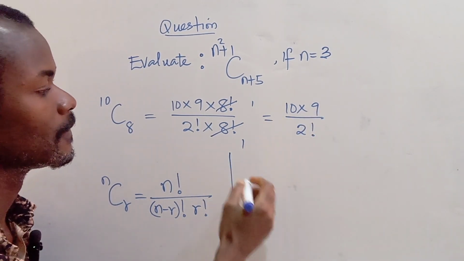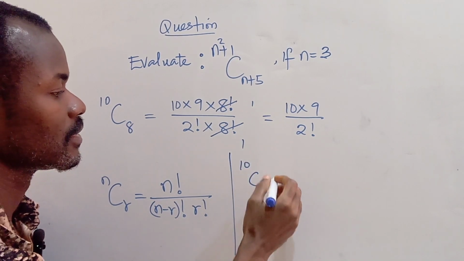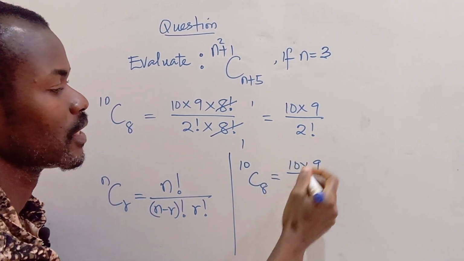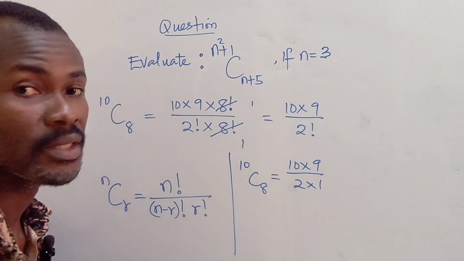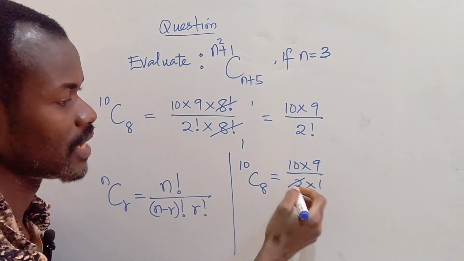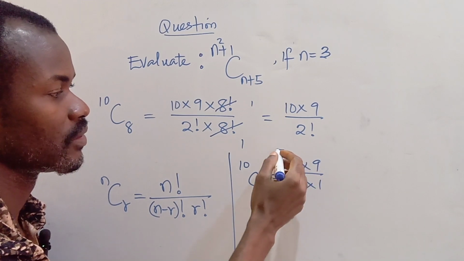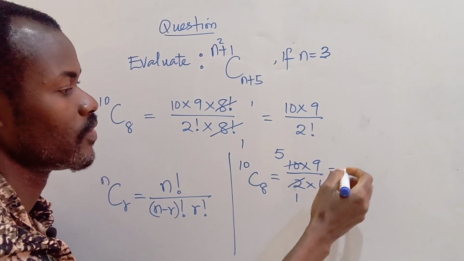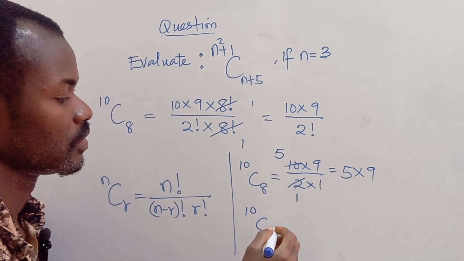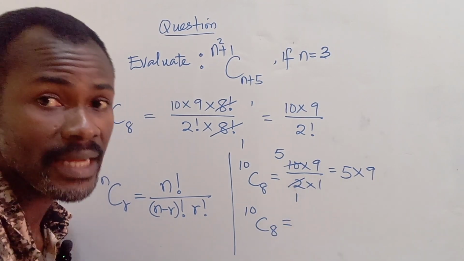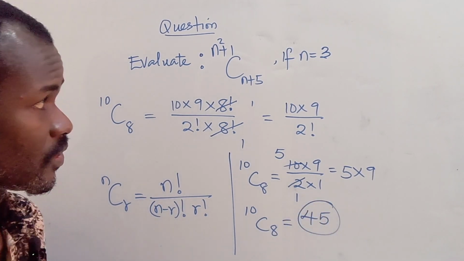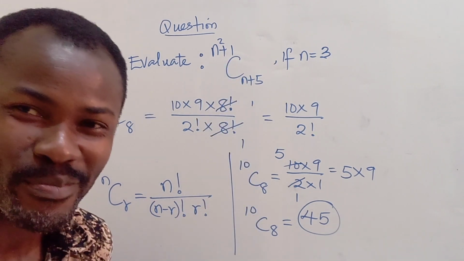Alright. So we can now solve this further. Let's see what we are going to get. 10 combination 8 is going to give us 10 times 9 divided by 2 factorial, which simply means 2 times 1. Now something can be reduced. 2 can go into 2 once, and 2 can go into 10 five times. So we are left with 5 times 9. So our 10 combination 8 is going to be 5 times 9, which is going to give us 45. So 45 gives us the solution to this problem.